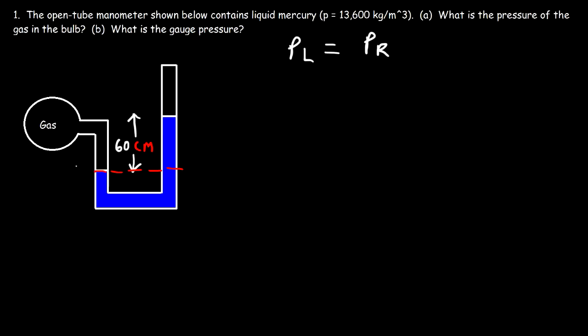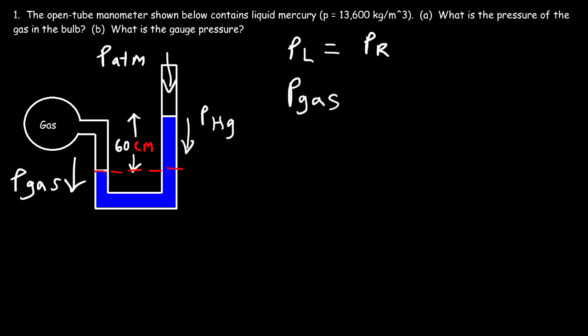On the left side, the only pressure that pushes down on the fluid is the pressure of the gas. On the right side, this side is open to the atmosphere. And so the pressure of the atmosphere pushes down on the fluid, and also the weight of the fluid above the reference level exerts a force. The fluid is liquid mercury, so I'm going to use the chemical symbol Hg to represent mercury. So on the left side, the only pressure that we have is the pressure of the gas. On the right side, we have the pressure of the atmosphere plus the pressure of liquid mercury.